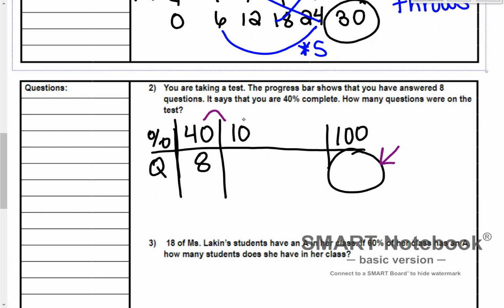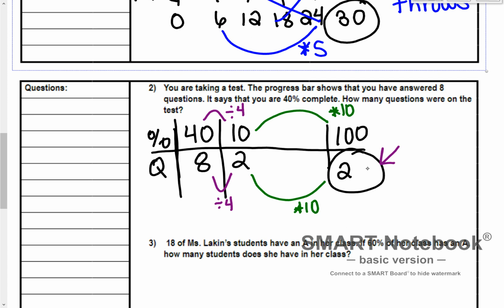To go from 40 to 10, I divide by 4 because 10 times 4 gets us to 40 if we were to go backwards. I can divide 8 by 4, which would get me down to a 2. Now, super simple to go from 10 to 100. That would be multiplying by 10. I would do the same thing on the bottom. Whatever I do on the top, I have to do to the bottom, and whatever I do on the bottom, I have to do to the top. So since I did 10 times 10, I'm now going to do 2 times 10, which gives us a final answer of 20. Okay, so this answer would be 20 questions on the test.